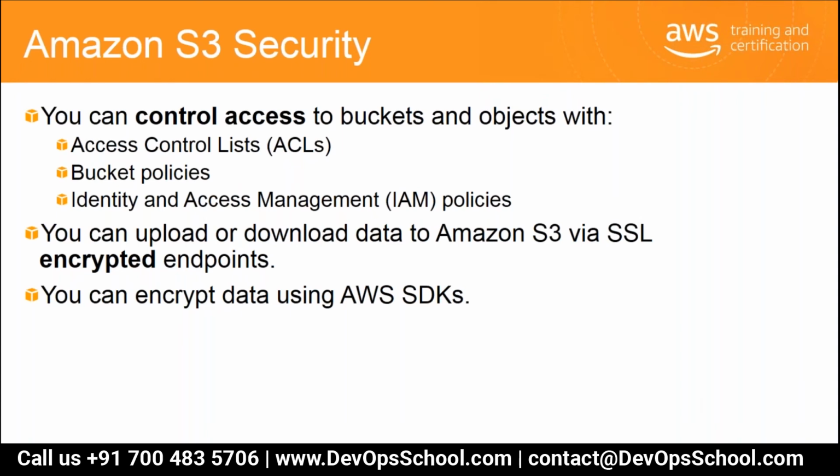But how do you provide security to your objects? S3 security: you can control access to buckets and objects within using ACLs, bucket policies and IAM policies. You can provide ACLs as to who will be allowed to access. You can provide bucket policies, and you can also assign Identity and Access Management policies to a bucket as to who can use it or not. We will see what IAM refers to and its details later in the course.